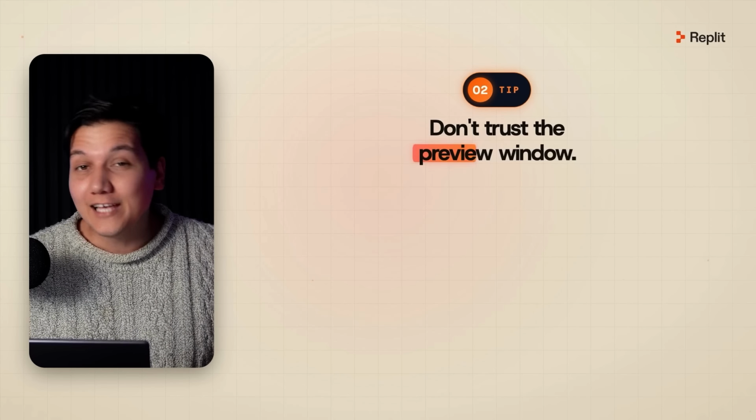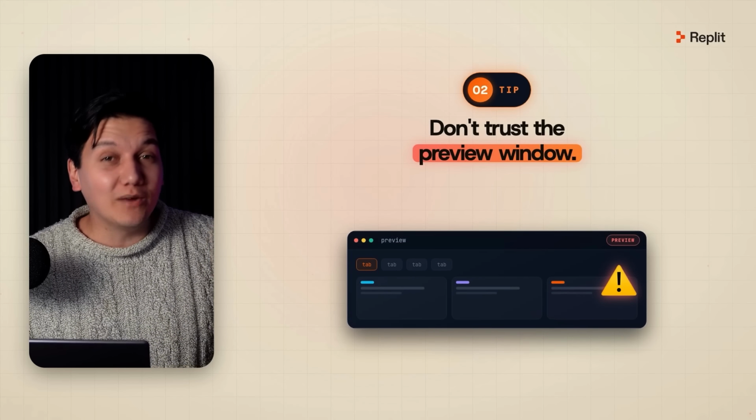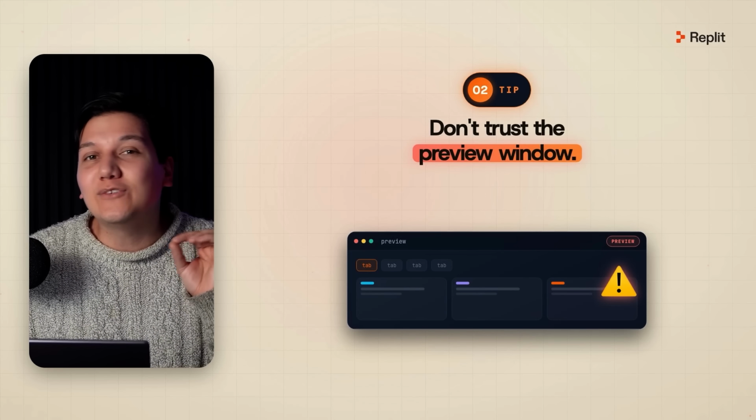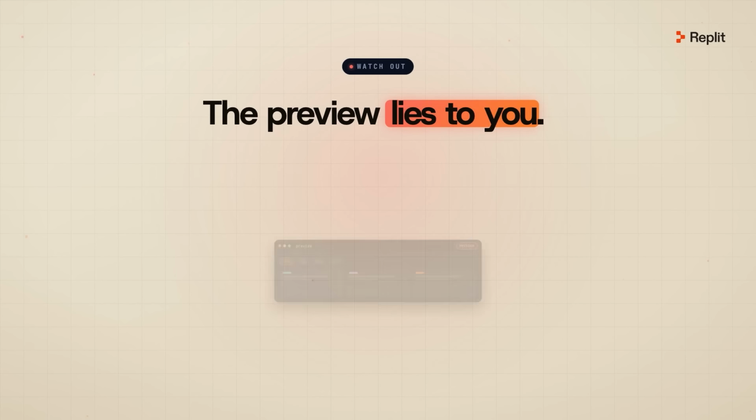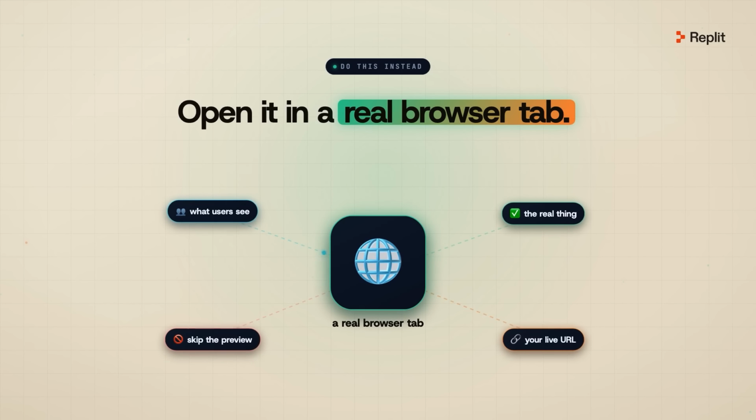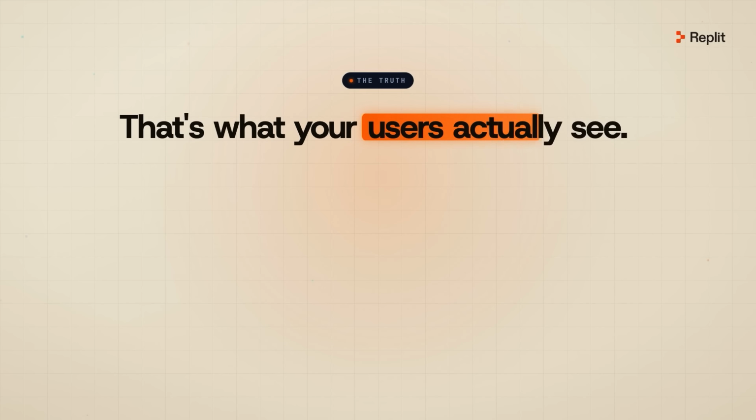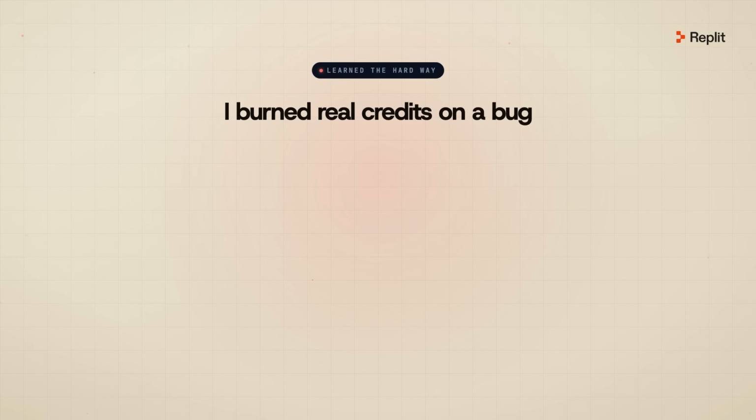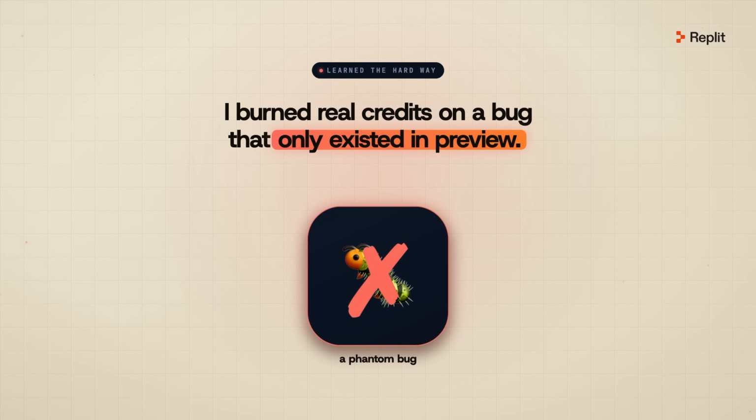Now, the second tip is to never test only in the Replit preview window. The preview window lies to you, okay? Let's just be open about that. Always open your app in a new browser tab, and that's what your users actually see. I spent real credits fixing a bug that didn't even exist. It was only in the preview.